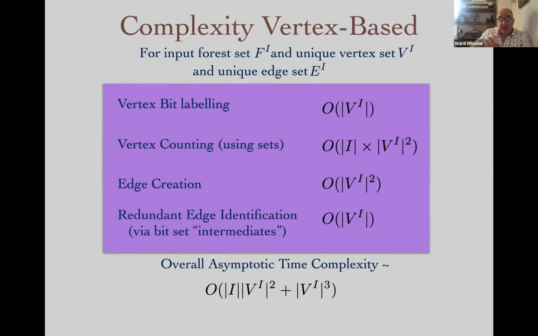If you want to count the vertices to see if they are present in these different inputs, we have to compare them to each other. And so there's a factor for the size of the input, the number of graphs, and then a square of the vertex set because they have to compare them. Then we have to create all these edges. That's also squared in the vertices. And then there's an additional factor multiplied by that for the redundant edge check to see whether there are intermediate vertices that can be removed. So overall, you have a time complexity that is quadratic in the vertices, with a factor for the size of the input set, and then cubic in the size of the vertex set that comes from the redundant edge filtering process.